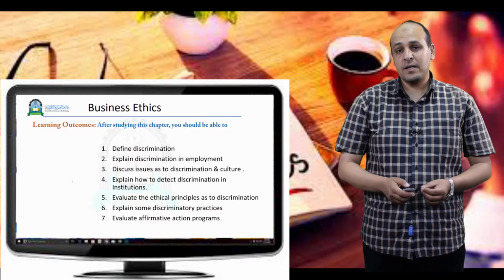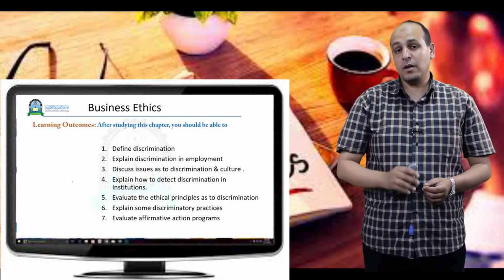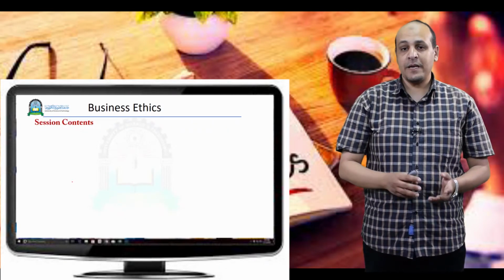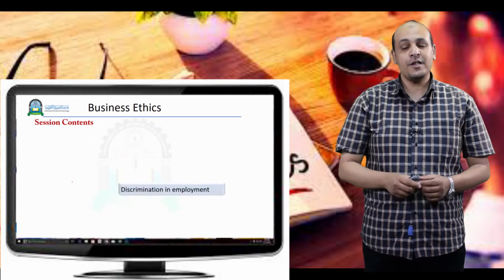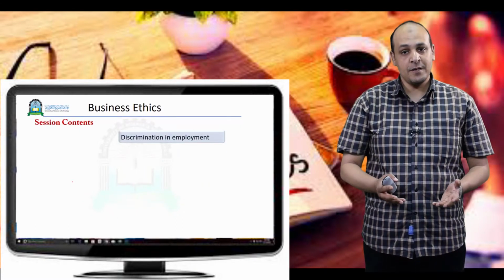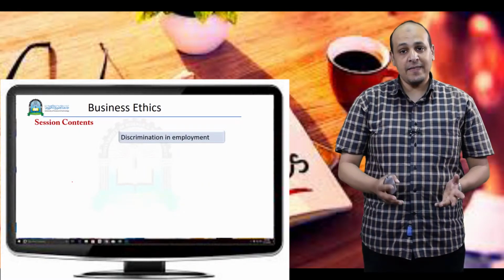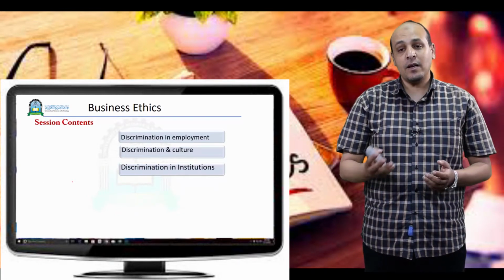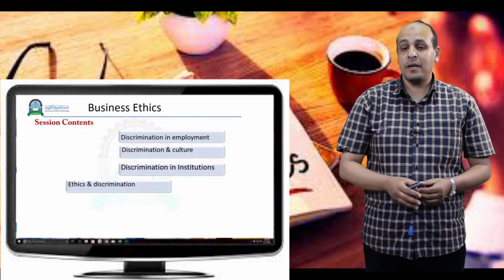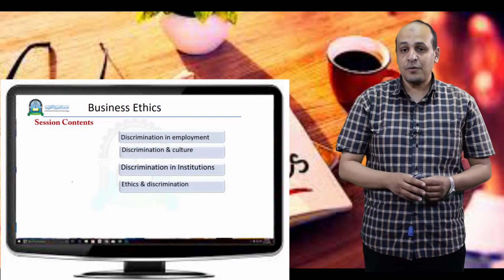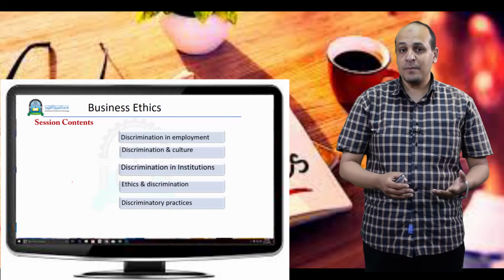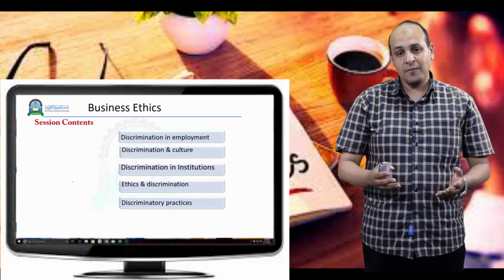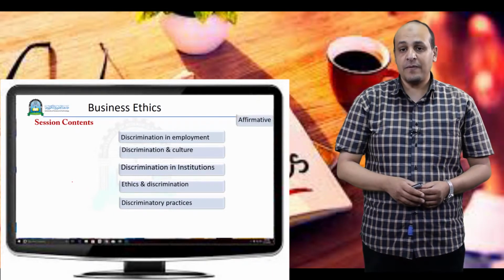Now, referring to these outcomes, we have the following topics to go through. The first one is discrimination in employment, discrimination and culture, discrimination in institutions and companies, and then we talk about ethics and discrimination. Another point would be the practices that can be done by companies, which is discriminatory practices, specifically in terms of hiring and human resource policies. And finally, we end up with the affirmative action programs.